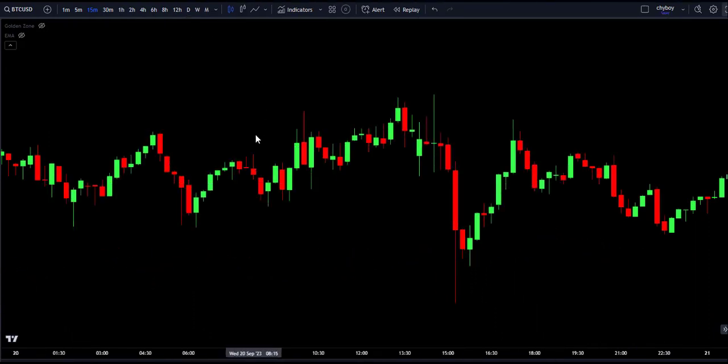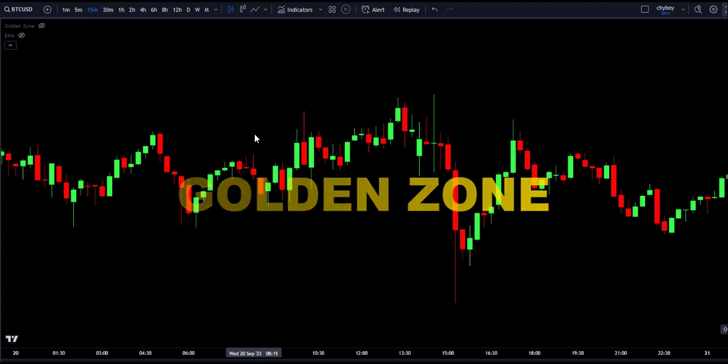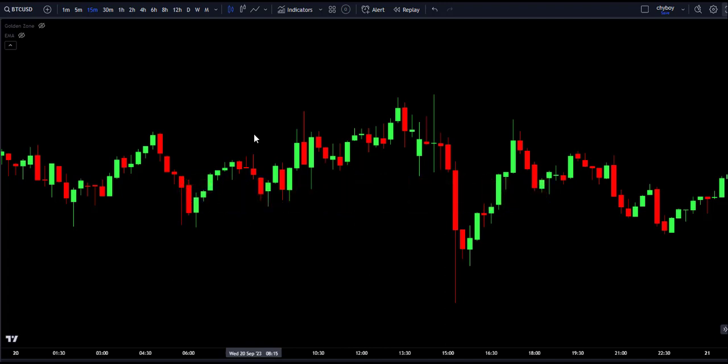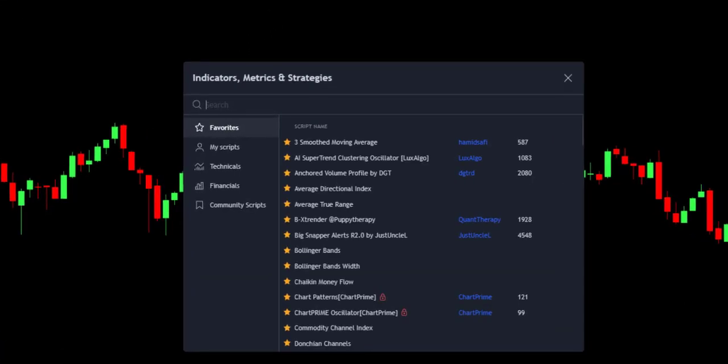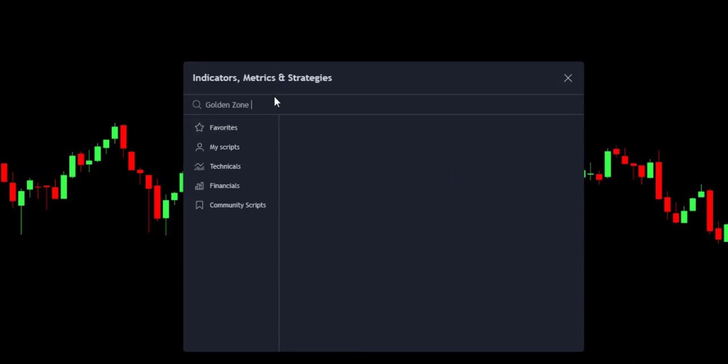The strategy that we will be discussing is based on an indicator called Golden Zone. Before we discuss how this indicator works, let's first add it to the chart. To do that, we navigate to the indicator search bar. There we are going to search for Golden Zone. Select the one made by Bump Stocks.